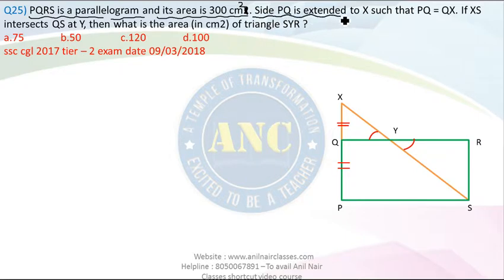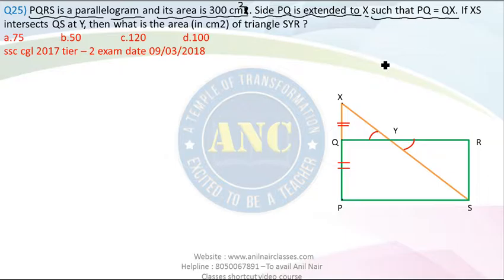Side PQ is extended to X. That means there is a side called PQ, and that side PQ is extended to X. I will extend the same straight line so that it will meet at a point called X, such that PQ is equal to QX.